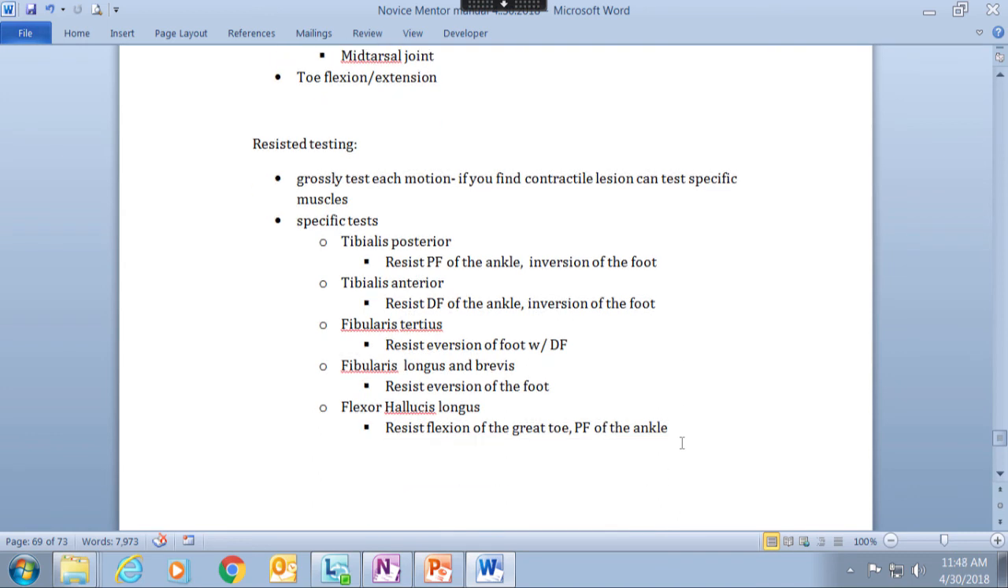Resisted testing, you can do gross testing. If you want to find contractile lesions, go to specific muscle tests. Posterior tib is a plantar flexion inversion. Anterior tib is dorsiflexion inversion. Fibularis tertius, resist eversion with the foot in full dorsiflexion. Fibularis longus and brevis, resist eversion of the foot. And if you do it more for the fibularis brevis, you resist more of the outside of the foot. Fibularis longus, more toward the medial side of the foot.